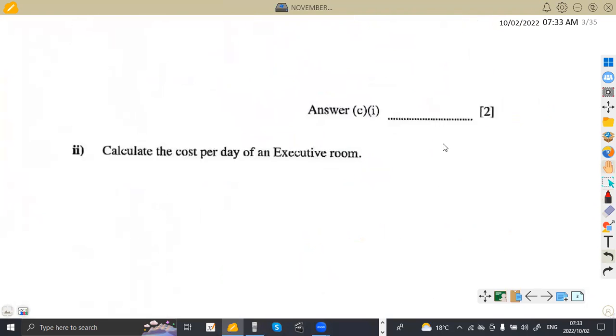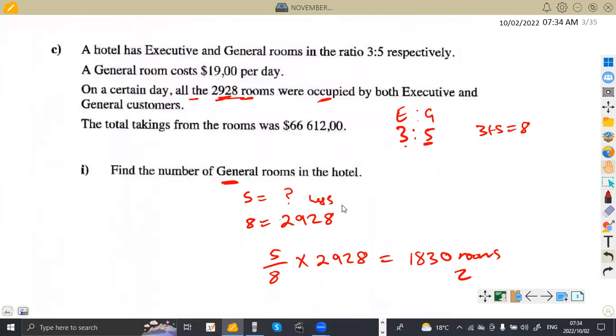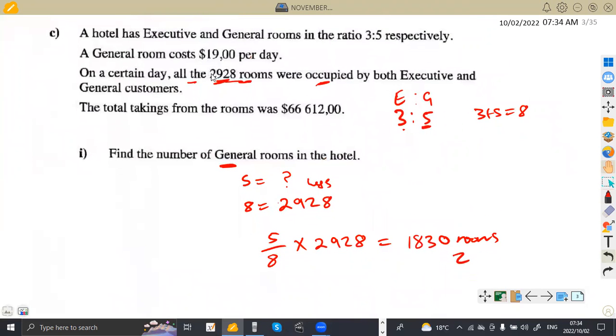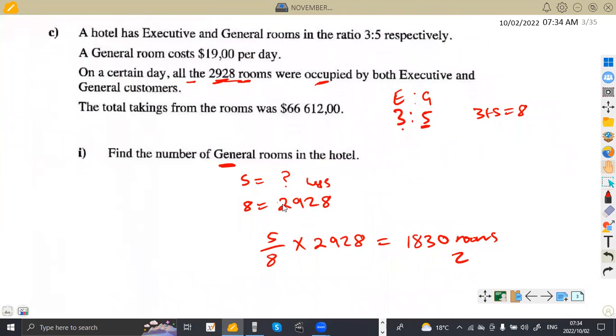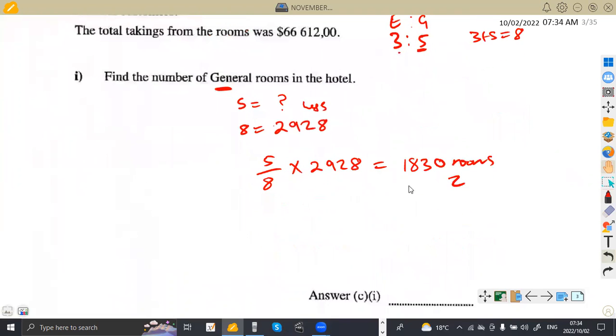Okay, anyways, calculate the cost per day on an executive room. So we need the cost now. So this time you are working with the cost. All right, per day. So in this case, guys, let us check what we are given here. We are given that a general room, it costs $19 per day. And we calculated the number of general rooms here. We said the general rooms, they are given as 1,800. Because the money that we are given is not for the executive. We are only given for the general room. So we can take advantage of the general rooms that we have.